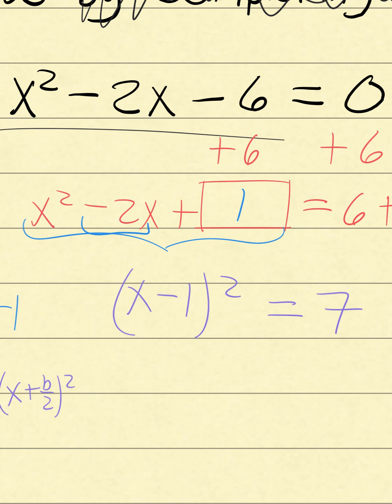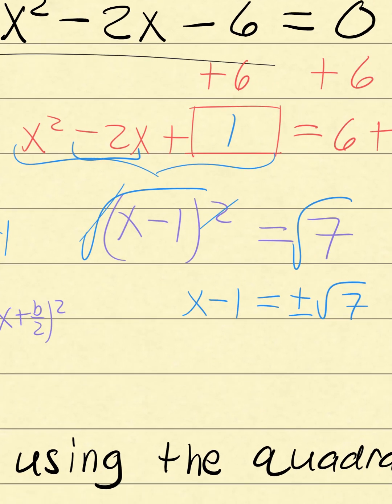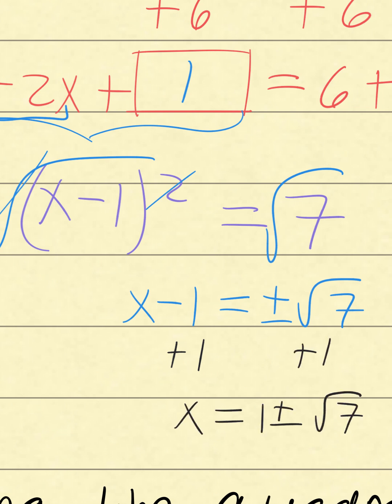Right, and now this is the easy step. Right, what can we do from here? Good, square root both sides. So then you get x minus 1 equals square root of 7? Plus or minus, good. Right, plus or minus square root of 7. And then the last thing you want to do is add the 1 on both sides. So we get x equals 1 plus or minus the square root of 7.